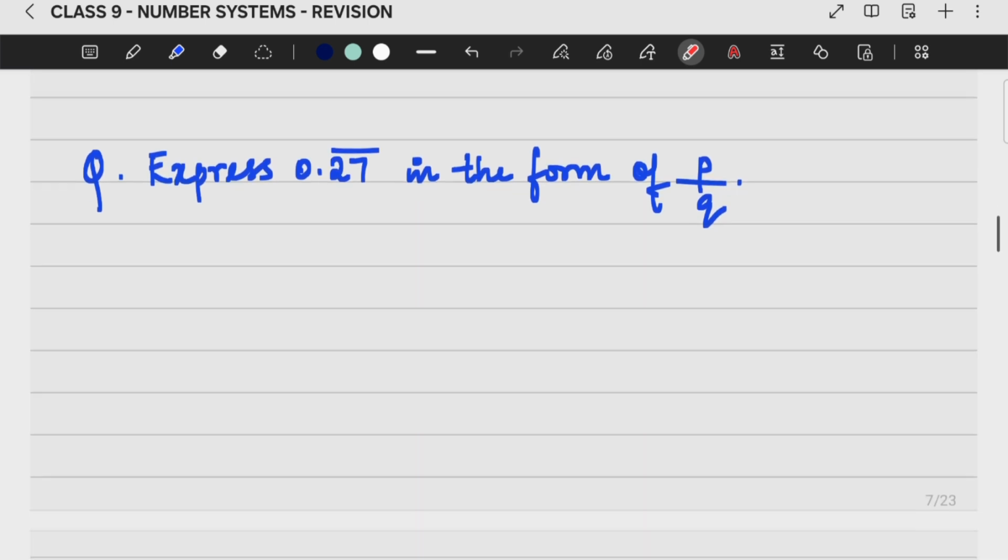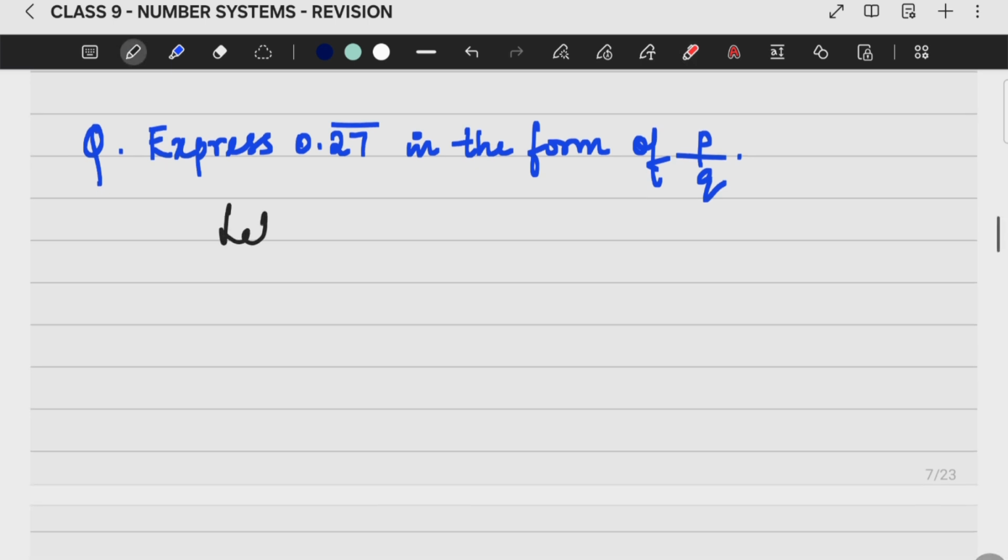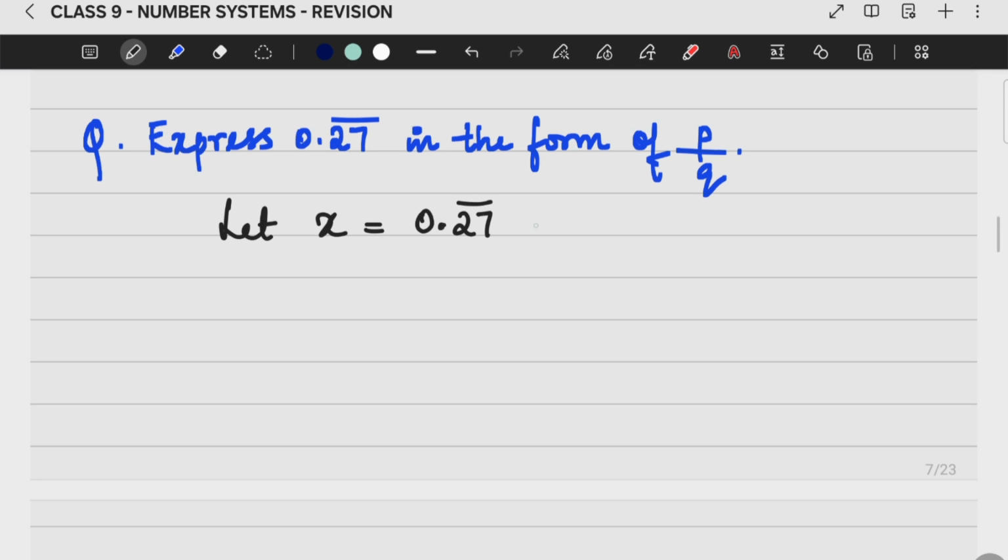You have to express 0.27 bar in the form of p by q. Let's do it the same way. The very first thing is, let's assume x to be the given number, that is 0.27 bar. Now how many digits are under the bar? You can see there are 2 digits. Whenever there are 2 digits under the bar, you have to multiply both the sides by 100. Whenever you have a bar immediately after the decimal point, you can label it as equation 1.